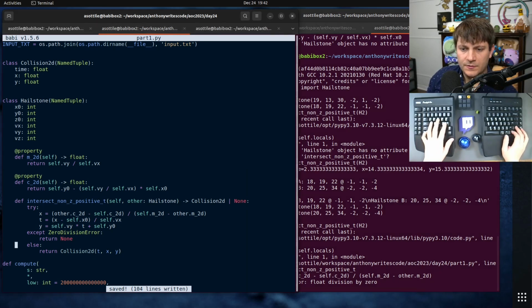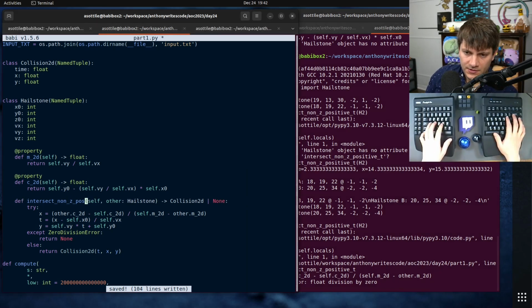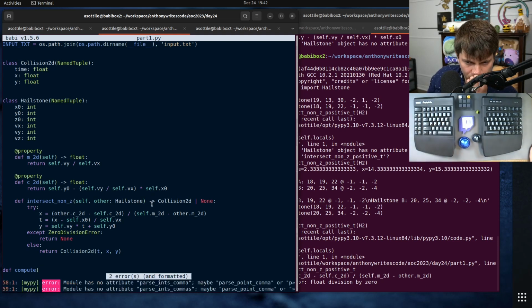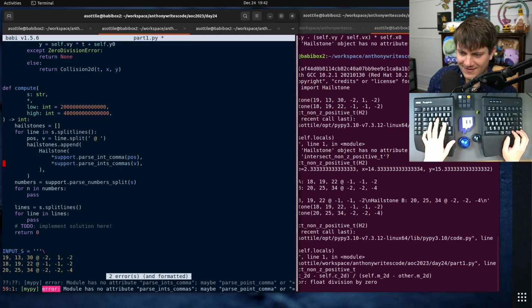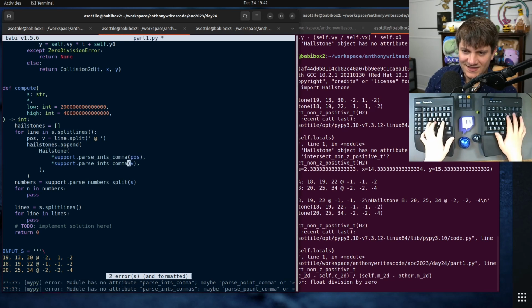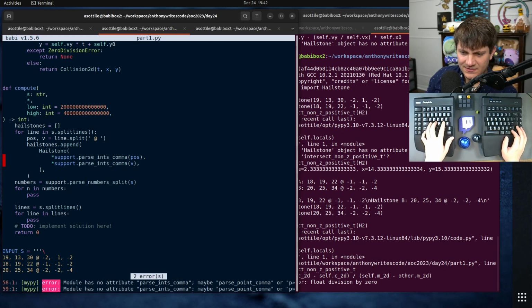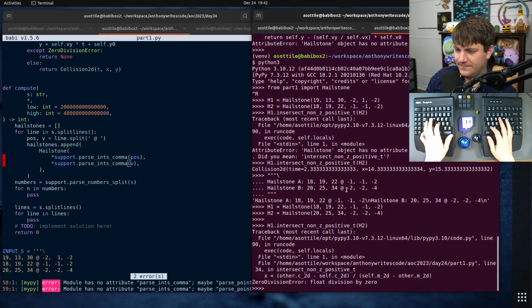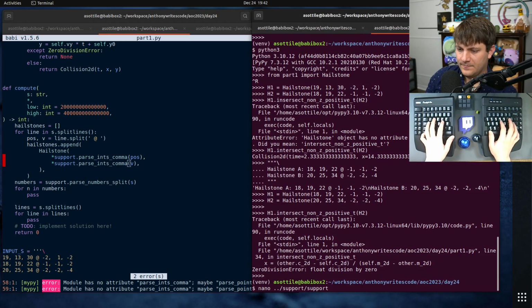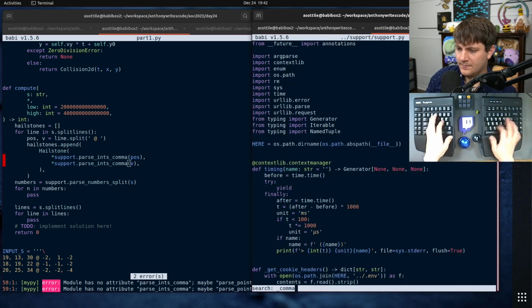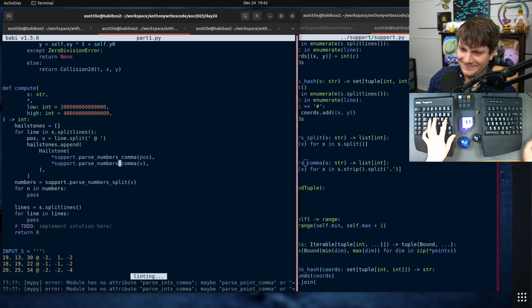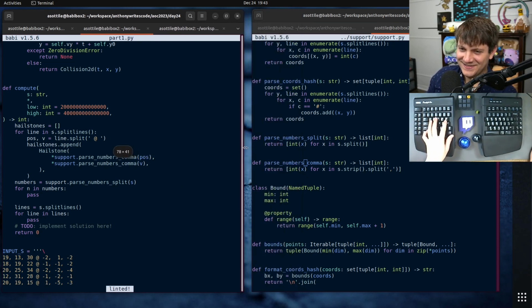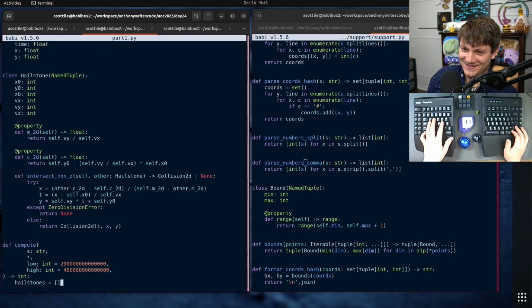Okay, so that gives us this. It's parse int comma? Maybe parse. Parse numbers comma. What day is this? This is 24. Because I was going to say 25 and then I was like, wait, I can save this.